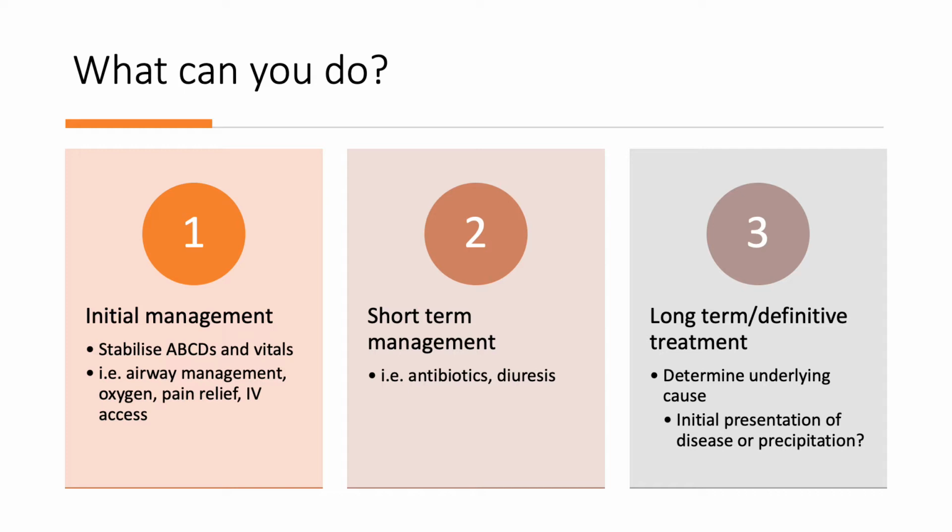So if they've got a pneumonia, giving them antibiotics. If they've got fluid overload, diuresing them. And then going forward, looking at long-term definitive treatment, whether it's on discharge or ongoing as an inpatient, but you'll need to address that eventually. So we'll go through a few cases to try and illustrate the approach to the patient with shortness of breath and the different ways they can present.